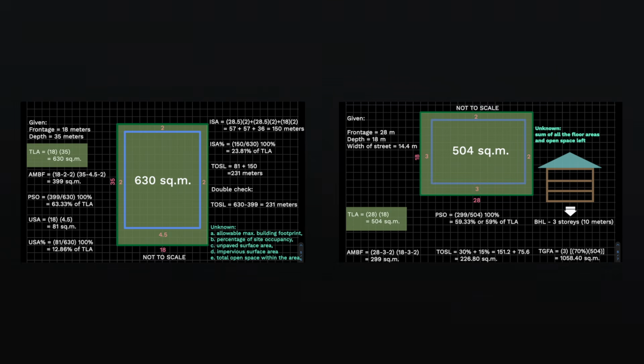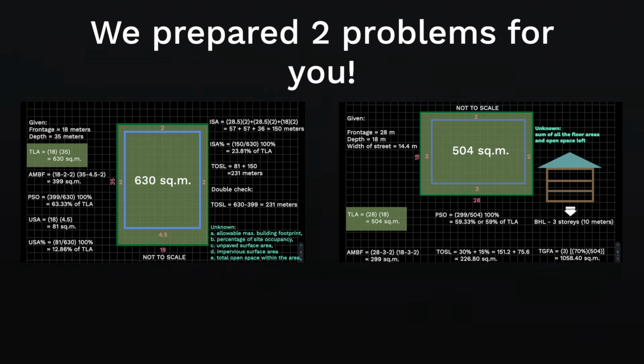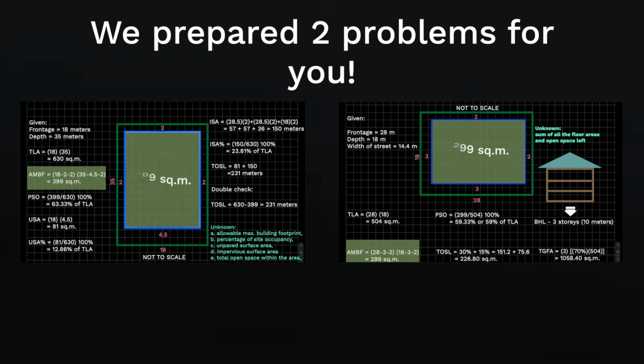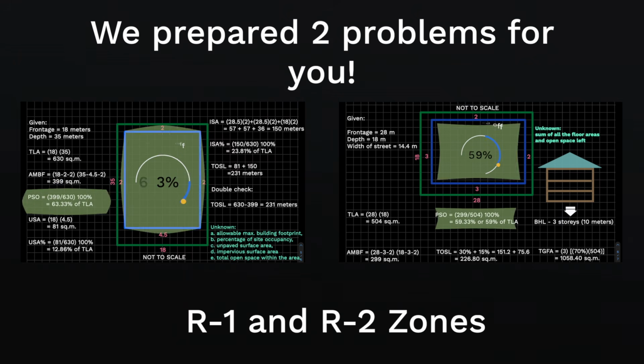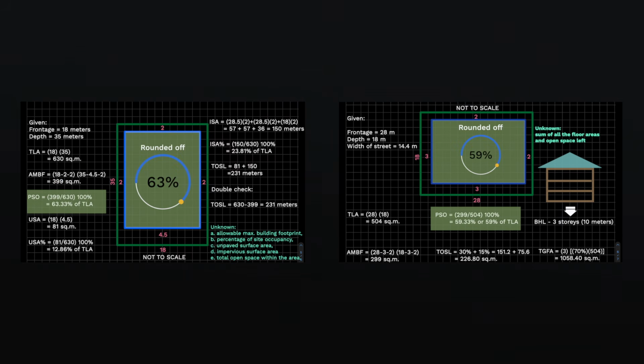Alfred here. We're going to solve two problems today. The first is a house with an R1 zone, and the second is another house but on an R2 zone. Solving these two problems need two different approaches, and we will show them to you.